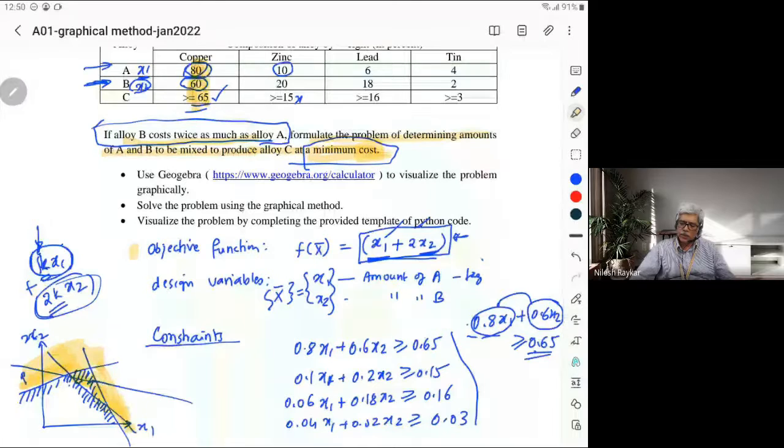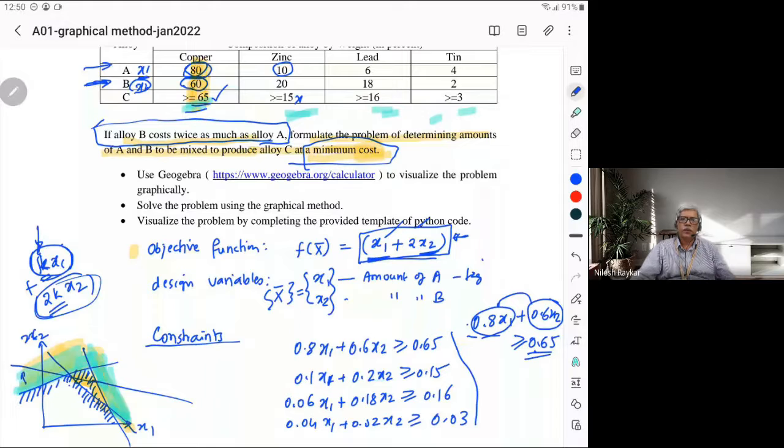So the feasible region in this case would be, let me use another color, that yellow color that I drew is not correct. The feasible region for the random lines that are drawn would be this one, which is outside all the lines, because we want these numbers to be greater than or equal to. Which means they will lie on the side away from the origin.